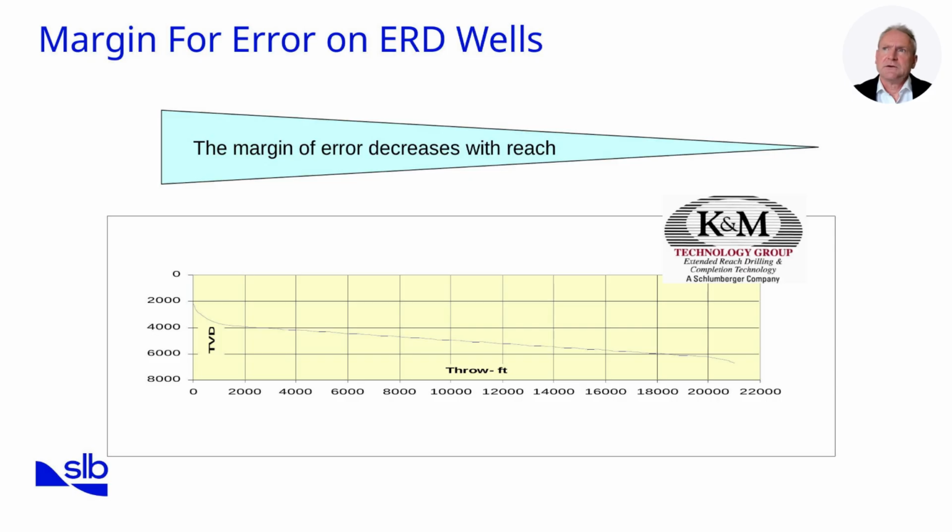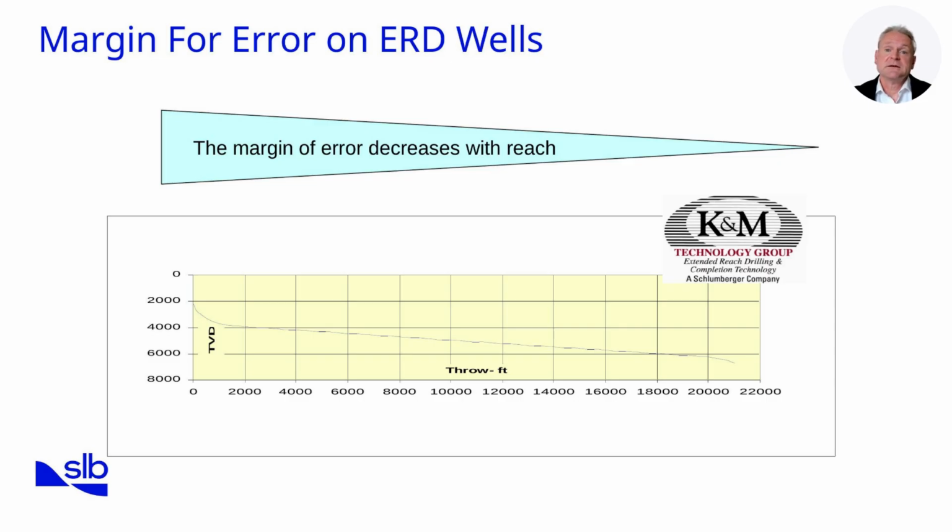This chart illustrates how the margin for error decreases as reach increases. On the x-axis, we see throw, the horizontal displacement, while the y-axis shows true vertical depth. The key takeaway is that as wells extend further horizontally, tolerance for error narrows. Small deviations in trajectory, drilling parameters, or hole condition can quickly escalate into major operational problems.